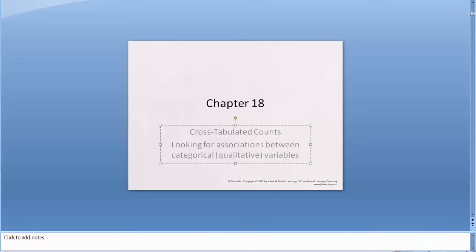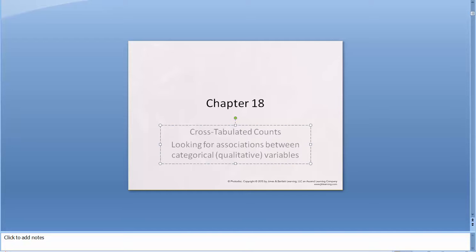That means like gender, ethnicity, disease status, smoking status, which do not take numerical values. And then we will consider two such variables, and we are going to see, are they really associated with each other, or are they not connected at all? Things like that, which is really important in health related studies. Okay, all right. So this is what chapter 18 is about. So it's looking for associations between categorical, which are also called qualitative variables.